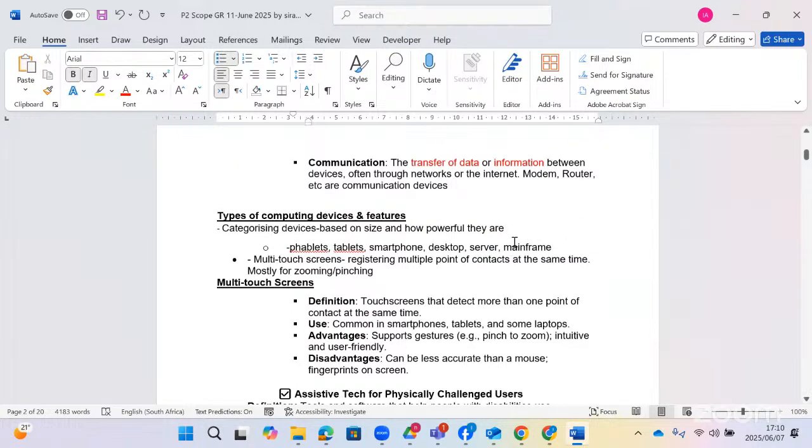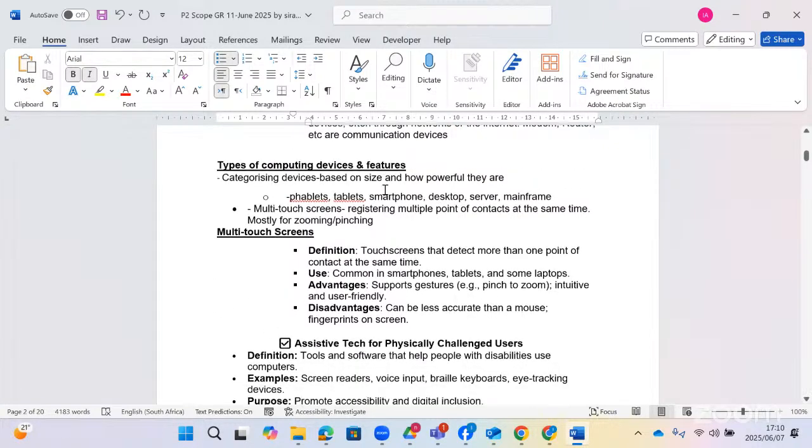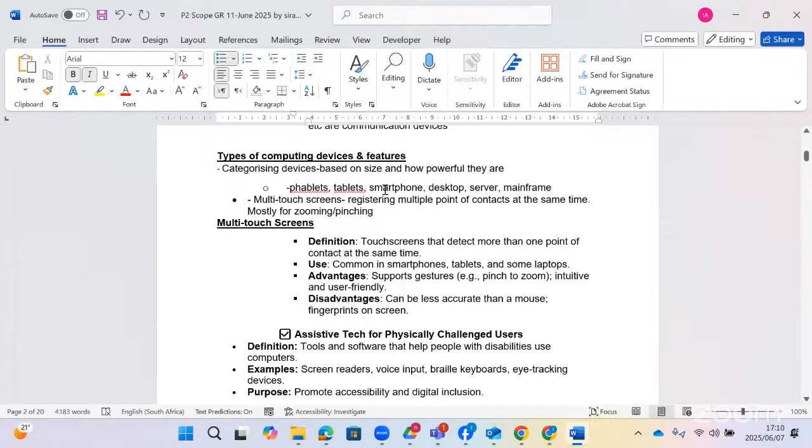Right, you must know the definition, advantages, example of convergent devices like smartphone, laptop, tablets, and their disadvantages. Now we move straight to the types of computing devices and features. We did this also in term 1, grade 11.